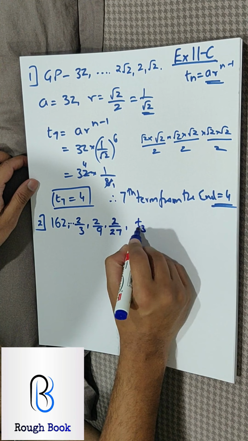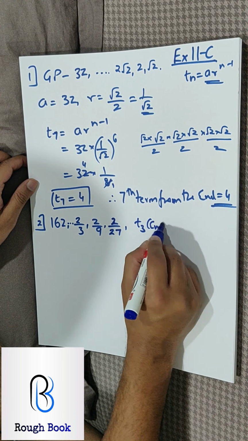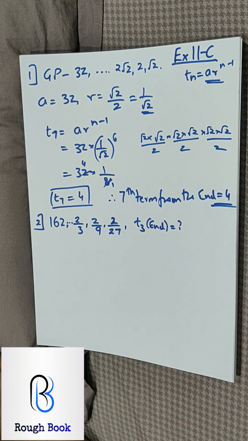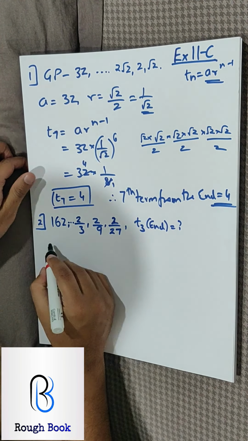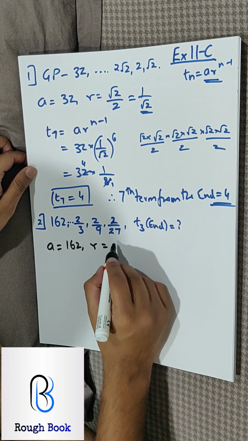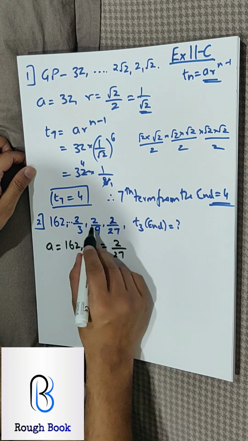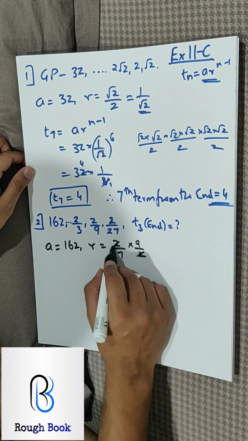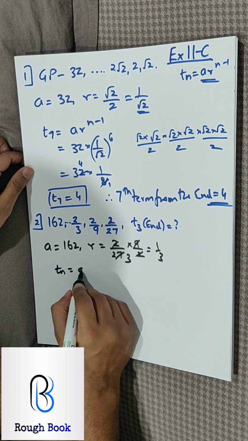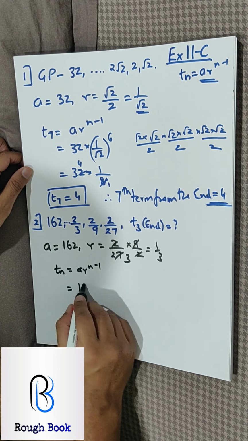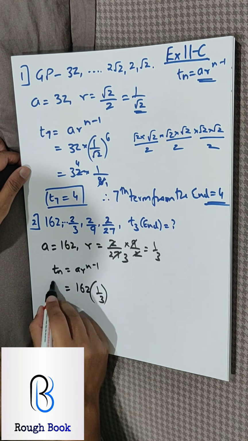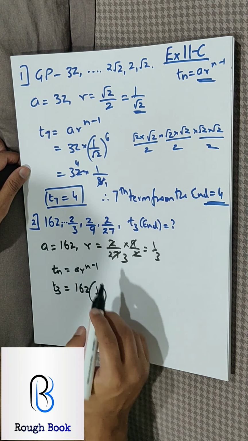My target is the third term from the end. So now in this case it will be the third term from the start. So let's see how I am going to solve this. So my A, pause the video, try it. 162. R is 2 by 27 divided by 2 by 9. So on multiplying by the reciprocal, I get my R as 1/3. So Tn equals A R to the n minus 1. A is 162, R is 1 by 3, n minus 1. So this is the third term from the start now because we reversed it.